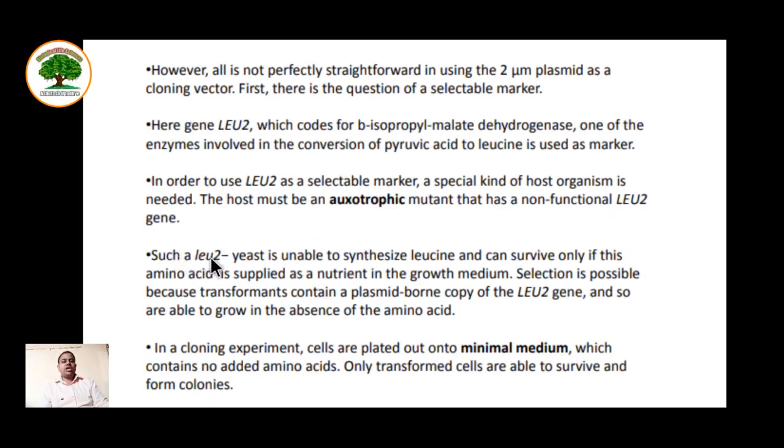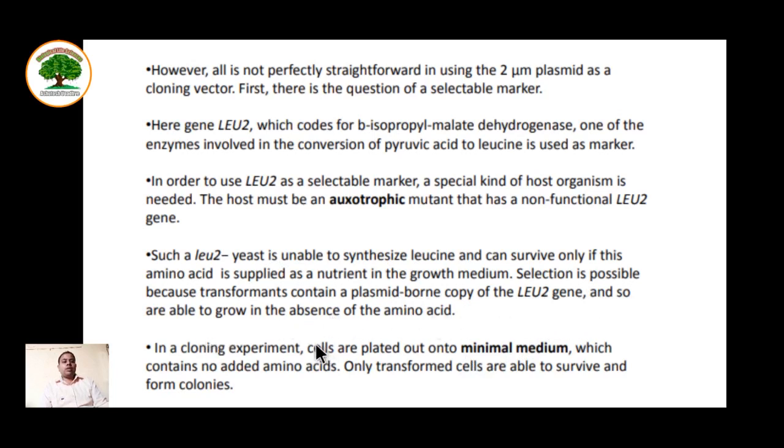Such a leu2 yeast is unable to synthesize leucine and can survive only if the amino acid is supplemented in the medium. So the complete medium is used for such organisms, where leucine is provided in the medium, and this organism cannot grow without leucine. So selection is possible because the transformant contains a plasmid-borne copy of the LEU2 gene. So naturally we have added this selectable marker gene in the plasmid. So when this is grown on minimal medium, if the recombinant gene is present inside that plasmid, then it should grow there in minimal media as well.